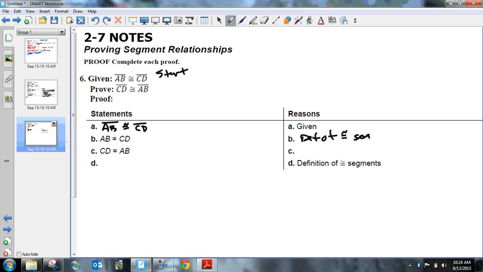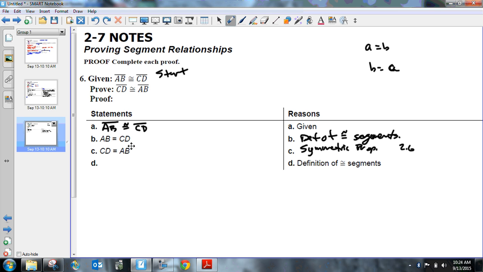All it's done from this step to this step is that these two things have switched sides along the equal sign. When I switch things across the equal sign, all I'm doing is what's called the symmetric property. That's found in 2.6. That's the one where it says if A is equal to B, then B is equal to A. When you switch things around, that's the symmetric property.